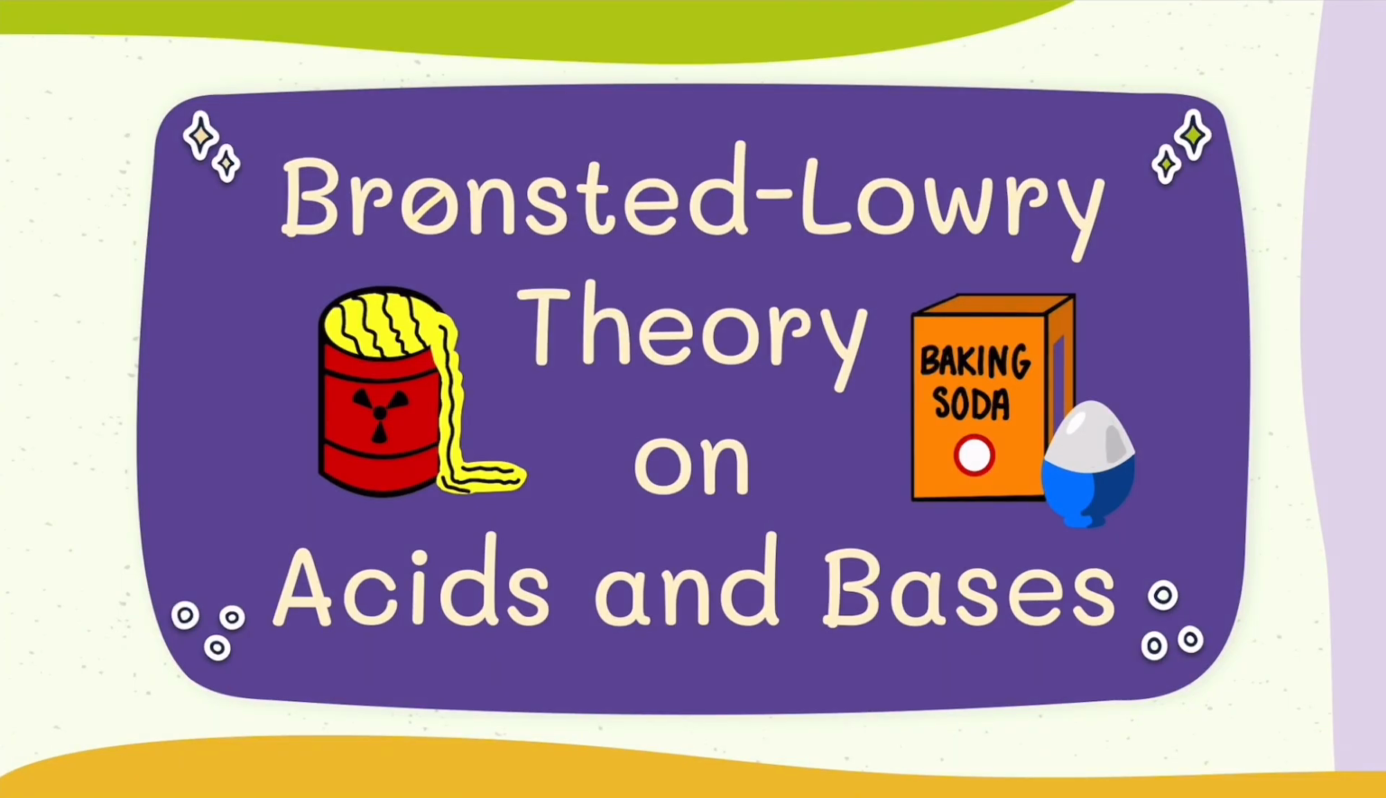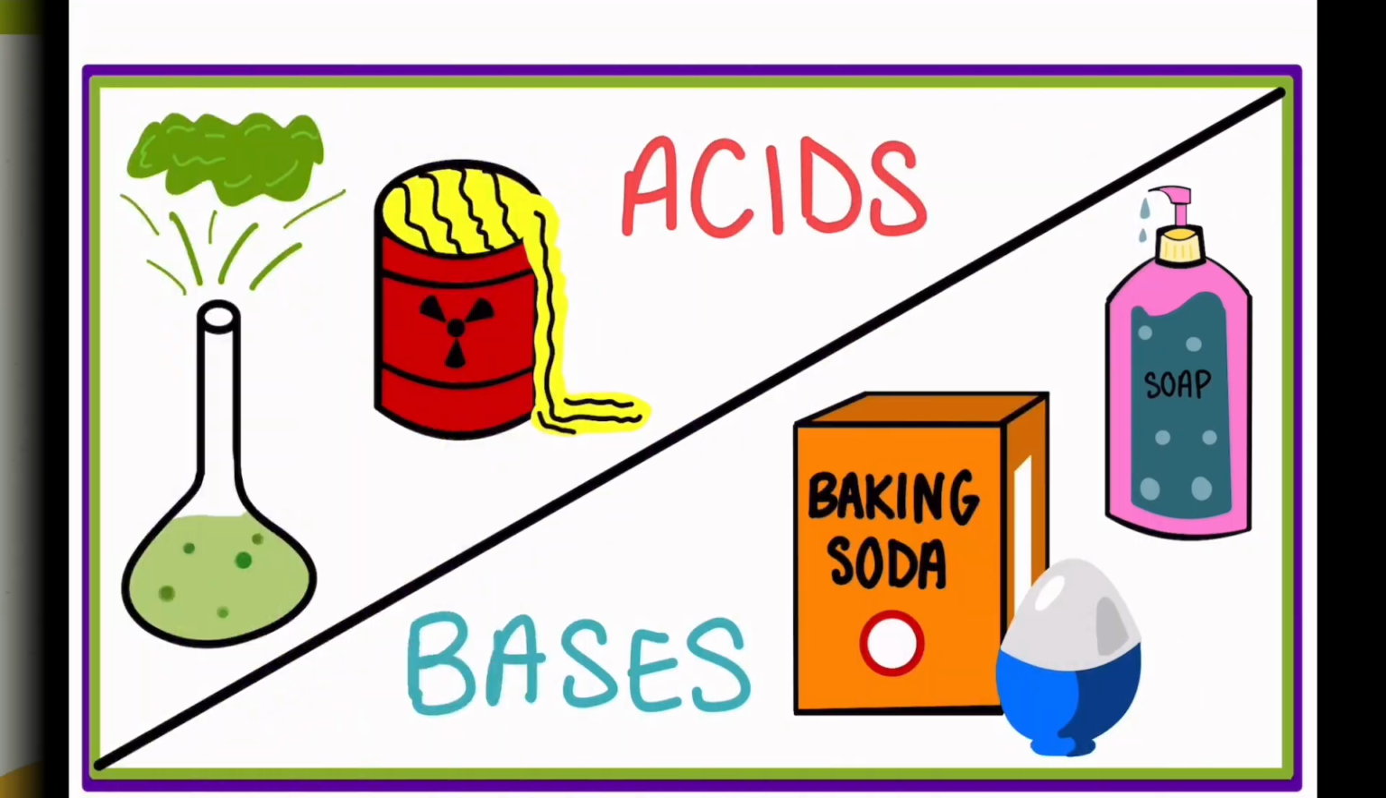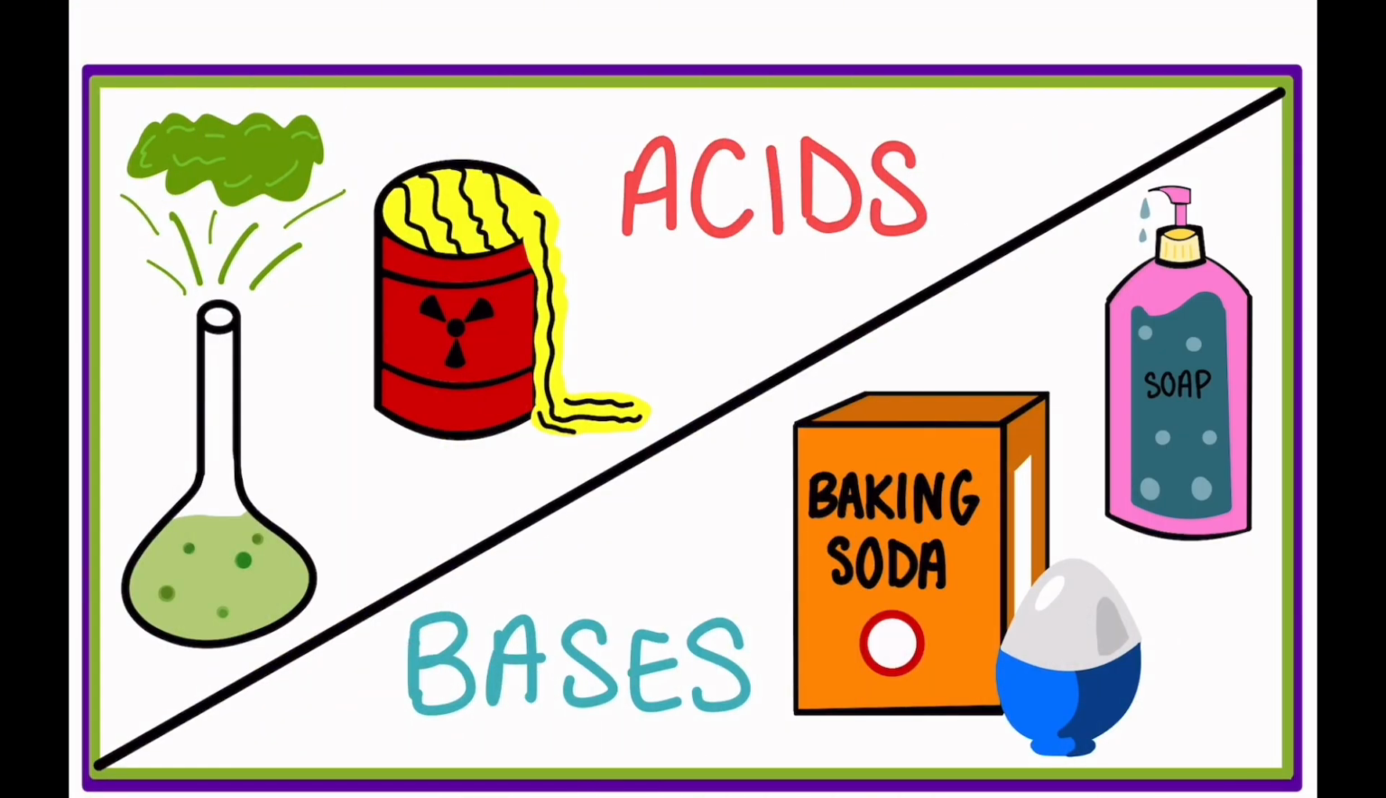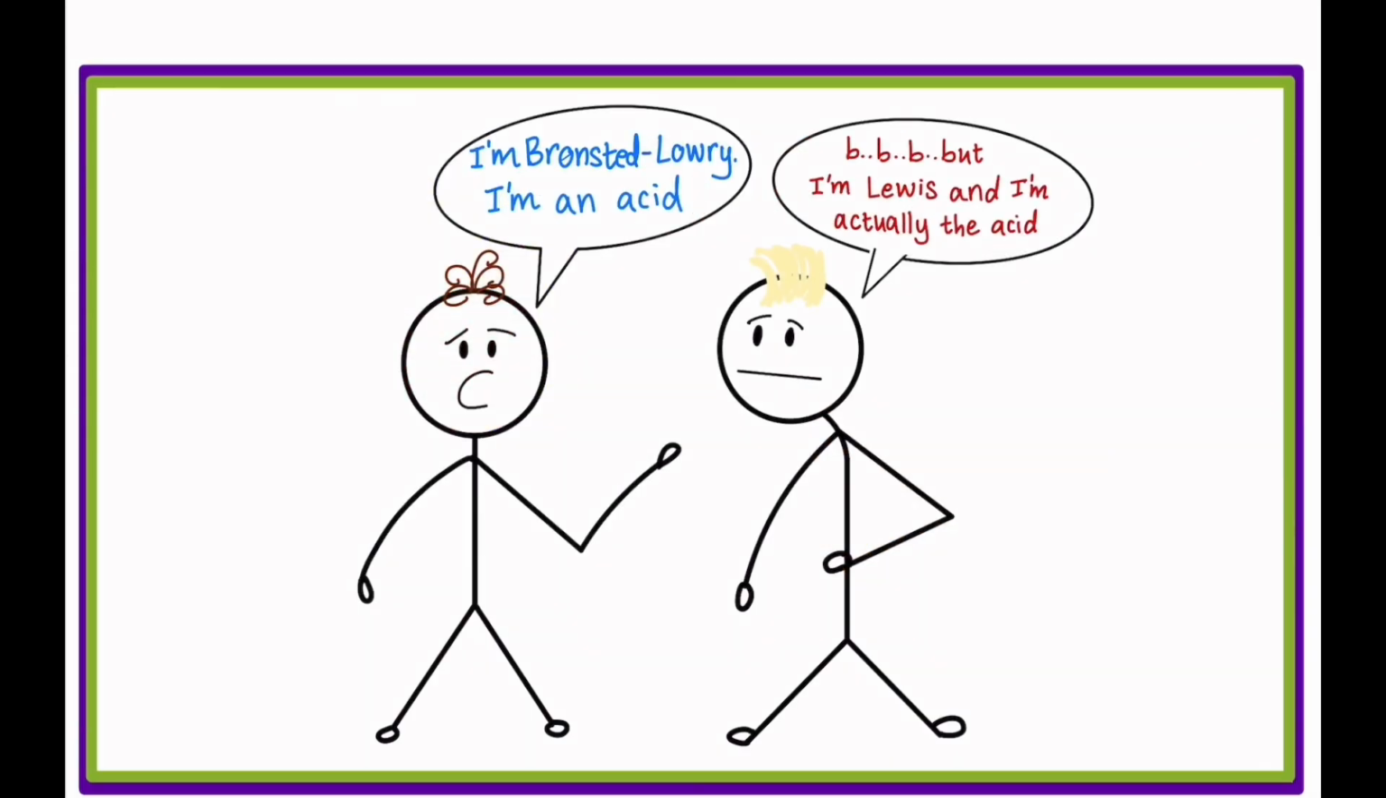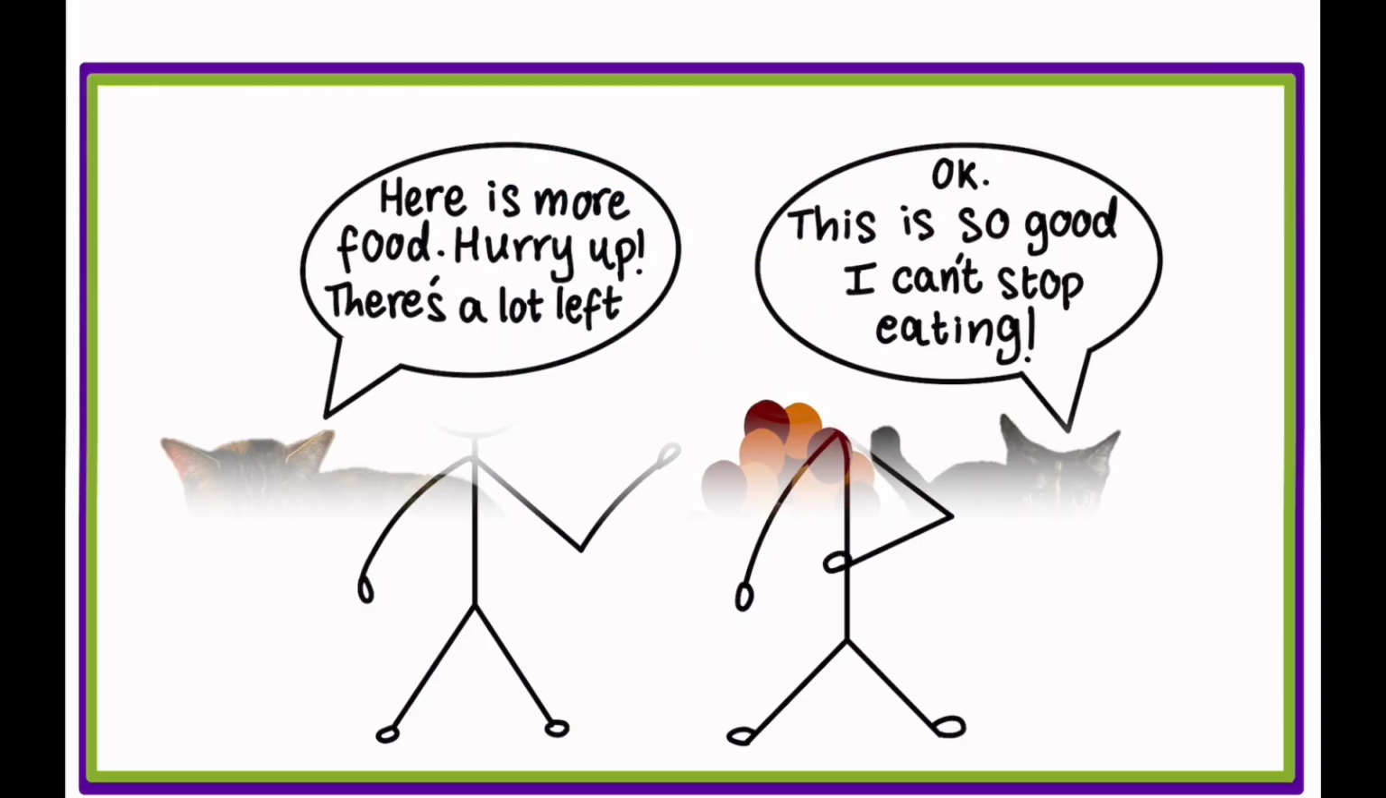The Bronsted-Lowry theory on acids and bases. You may know that acids burn and bases clean, but they actually have more to their personalities than just that. Some go by the name of Bronsted-Lowry, and others prefer being called Lewis. Yeah, let's get into it.